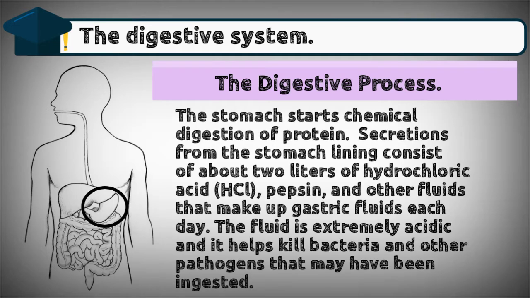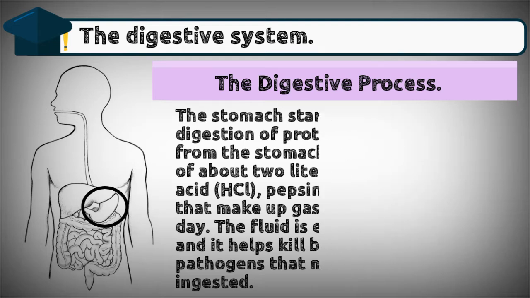The stomach starts chemical digestion of protein. Secretions from the stomach lining consist of about 2 liters of hydrochloric acid, HCl, pepsin, and other fluids that make up gastric fluids each day. The fluid is extremely acidic and it helps kill bacteria and other pathogens that may have been ingested.